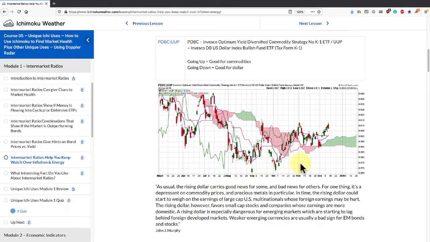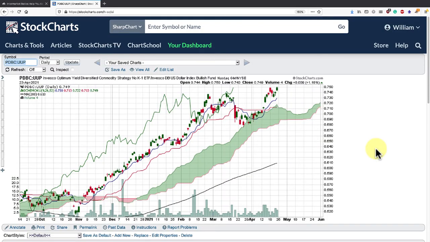The screenshot chart on this lesson is showing that commodities are going up, and that's going good for commodities and bad for the dollar. Let's take a look at what it looks like in real time. On this current chart, on a daily intermarket ratio between commodities and the dollar, we can see that commodities have been doing quite well, then paused just a little bit, coming down, challenging the top of the cloud within the ratio, and then we're able to get back above the Tenkan-sen and the Kijun-sen and have been moving up quickly, showing that commodities are outperforming the dollar at this time.